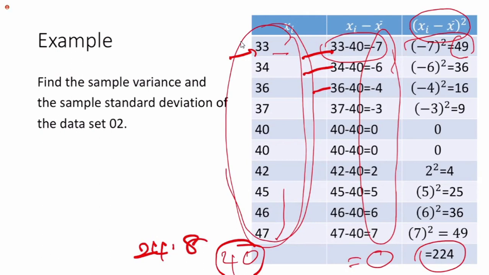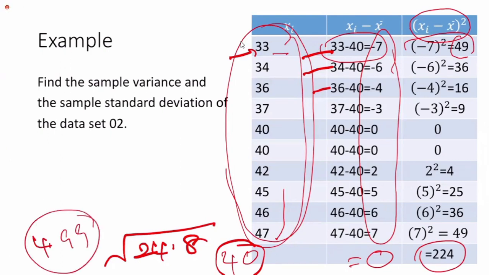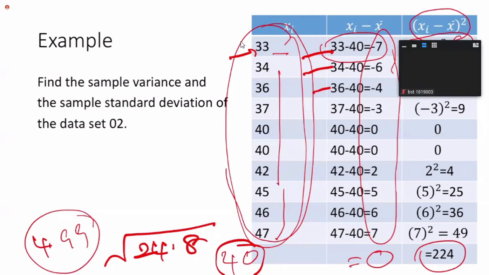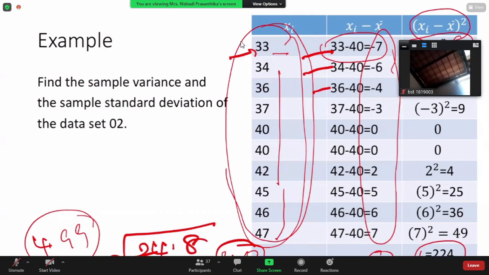Or if you get the square root, we can say that standard deviation. The mean has been deviated by 4.99 units from each and every element in the data list. So that is the second measure of variability.